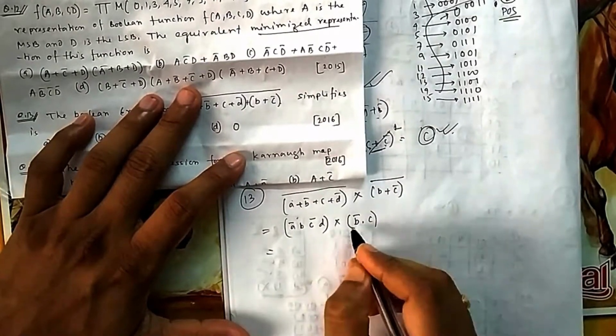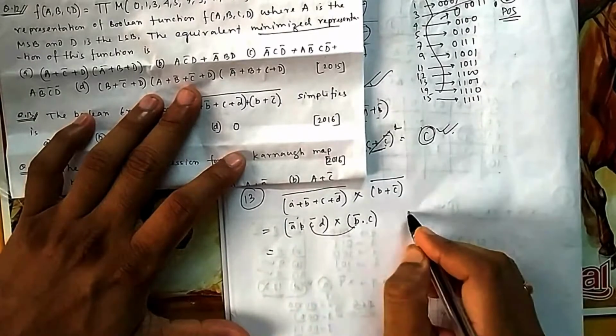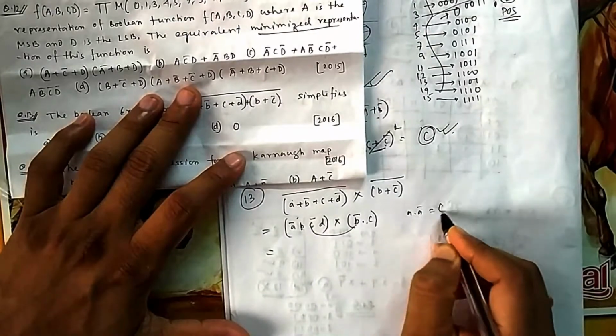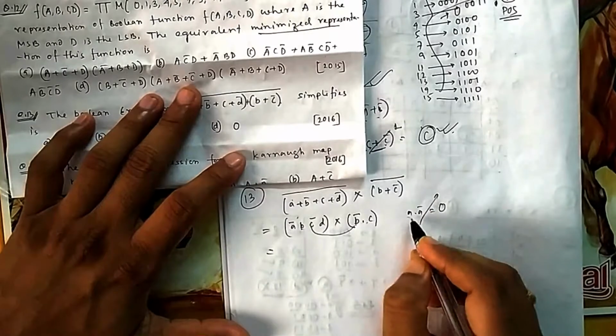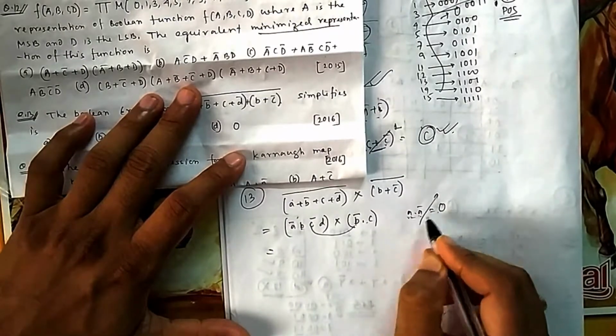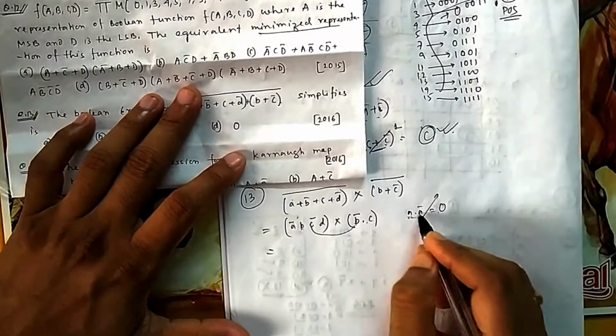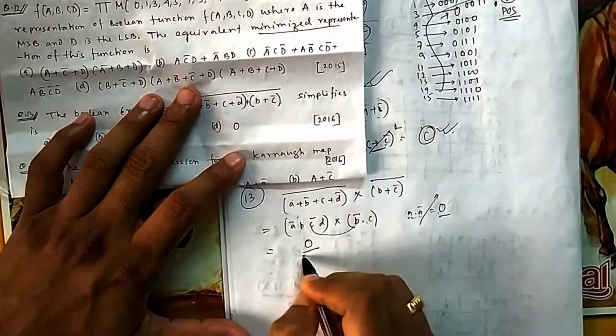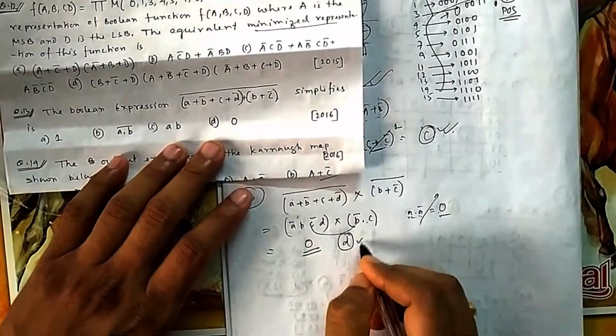Then if you take product B and B bar, C and C bar, A into A bar, anything product, it is always 0, because it can be either 1 or 0. If it is 1, then it is 0. 1 into 0 is 0. If it is 0, then obviously it will be 0. So output is always 0. So 13 is D. As it was simple, so I didn't go for K-map.